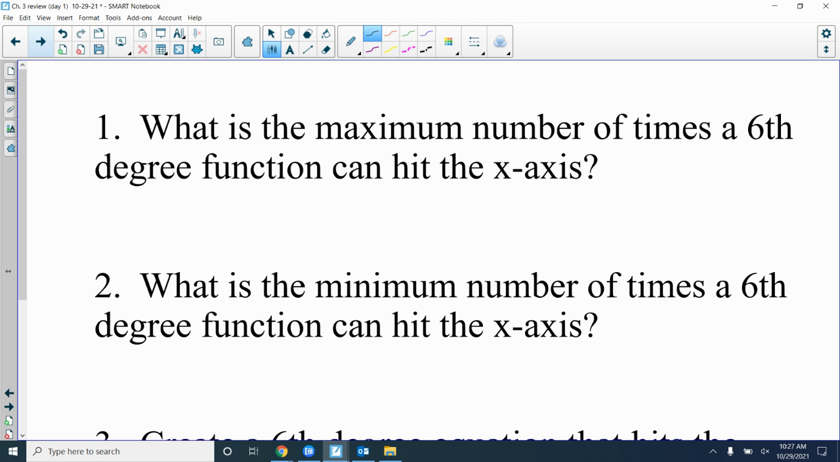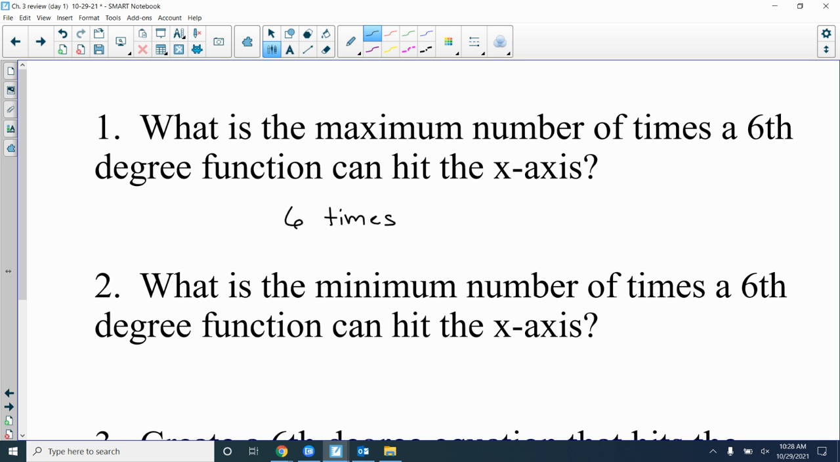6 times? 6 times. Do we agree or disagree? Well, I have no idea. Maximum or minimum? You read it as minimum, but it's maximum. Did I read it as minimum? Yeah. We'll go maximum. Maximum is 6 times.